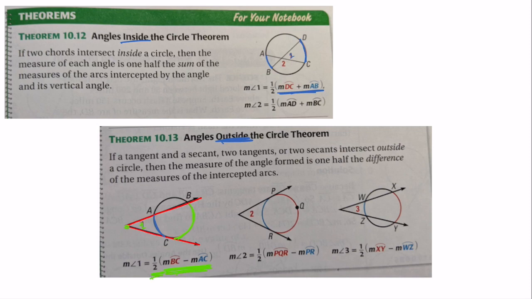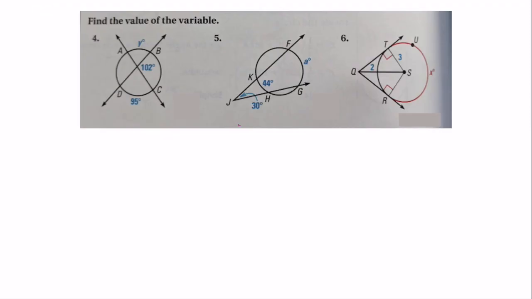So again, if the angle is inside the circle, you add up the intercepted arcs and take half. If it's outside, you take the difference and take half of that to find the measure of that angle. So let's apply that here.